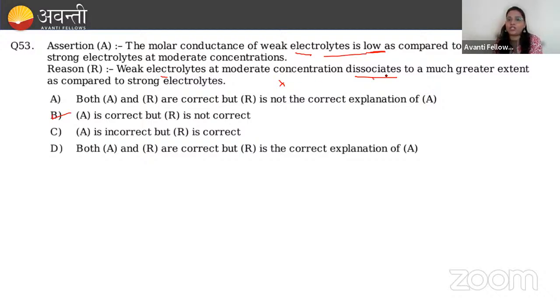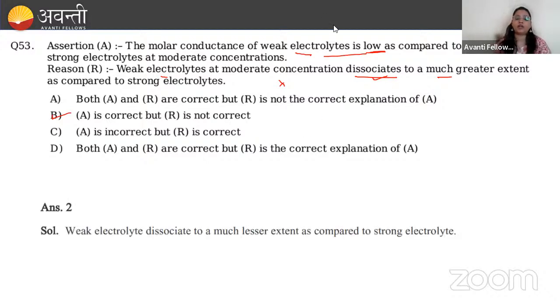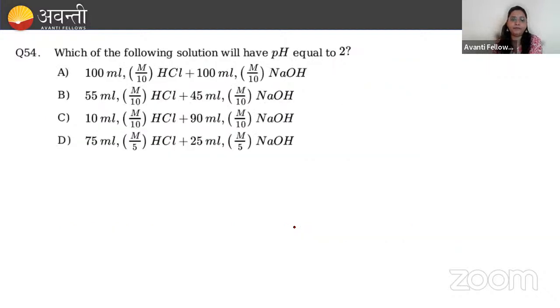Here it says that it dissociates well to a greater extent, so that is not the correct answer. So our answer is what? A will be correct. Reason is not correct, right? Any doubt in this? Weak electrolyte will dissociate to a lesser extent as compared to strong electrolyte, not to a much greater extent. Next, see here, we have to calculate the pH for a given solution.